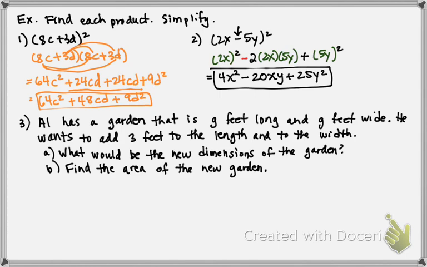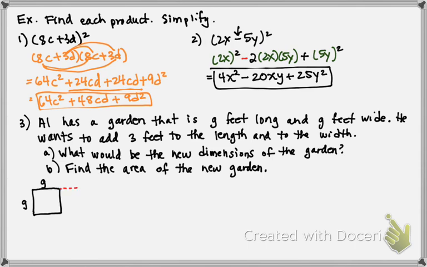Anytime we're given a problem that talks about area, any kind of geometry, first and foremost, we should draw a picture. Try to be somewhat realistic. So it has a length and a width of g. Now we're asked to find dimensions for this guy. Remember, dimensions is simply what's the length, what's the width. It tells us that the guy, Al, wants to make his garden 3 feet longer and 3 feet wider.